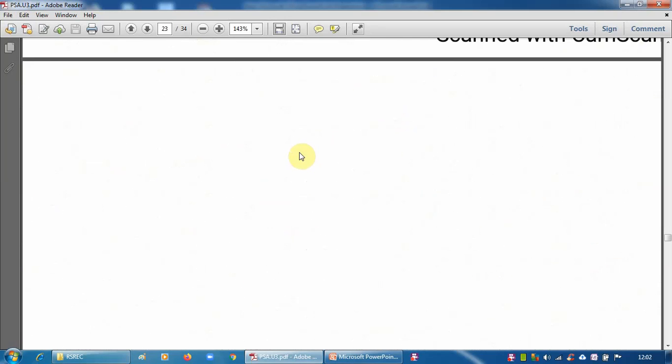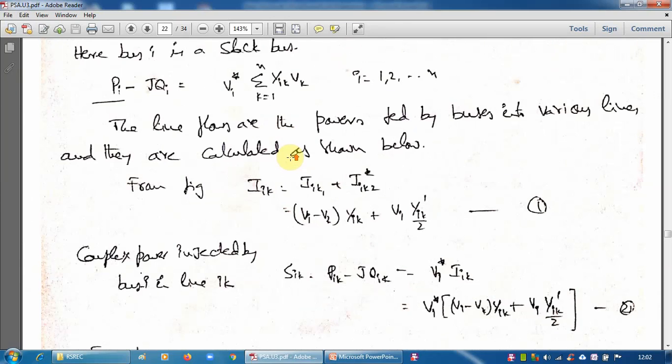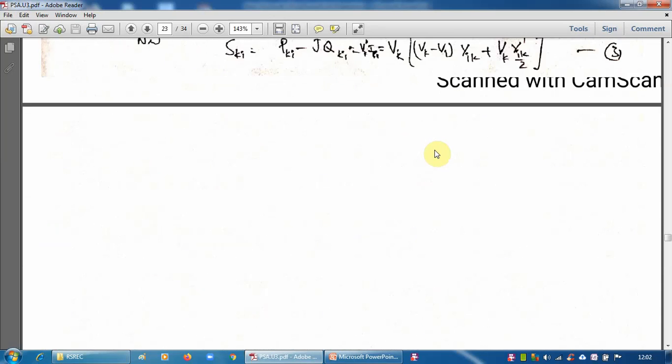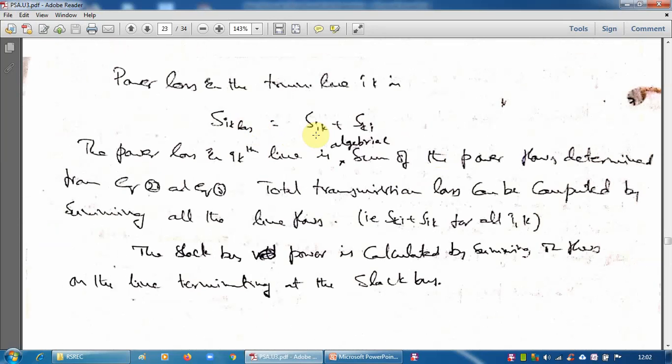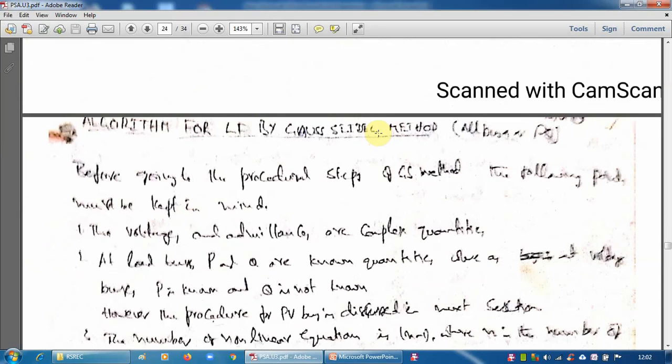Once line flows are obtained like this, line flow from the ith bus and line flow from the kth bus are obtained. And if the ith bus is the slack bus, at that bus the slack bus power can also be obtained like this, SIK plus. So like that we can calculate the slack bus power. That is the process of the Gauss-Seidel method.